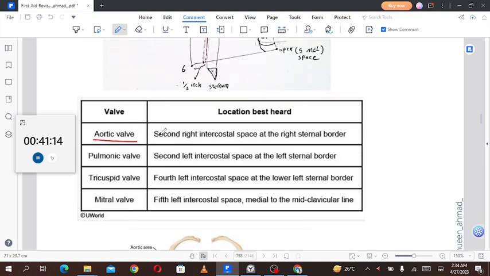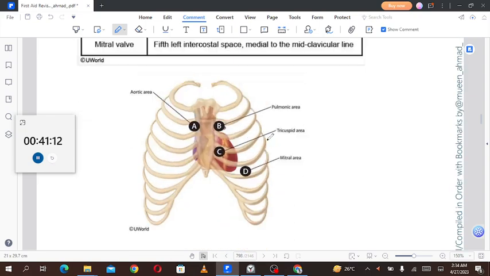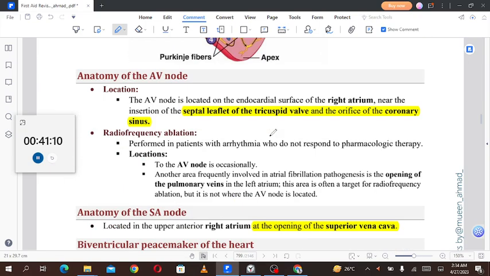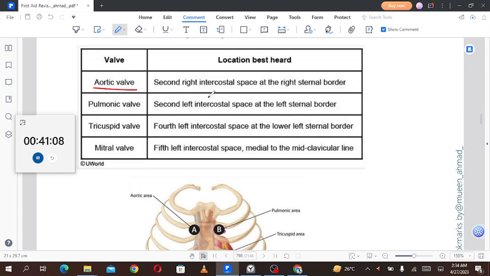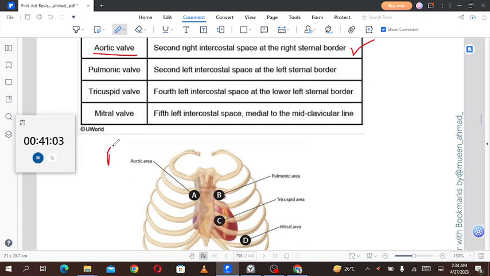The aortic valve, second right intercostal space. I guess that's a beautiful picture. There must be another picture as well. Okay, so the second right intercostal space at the right sternal border. This is the right side, this is the left side. So this is the A area, you may also call it the A1 area. So the second right intercostal space at the right sternal border.